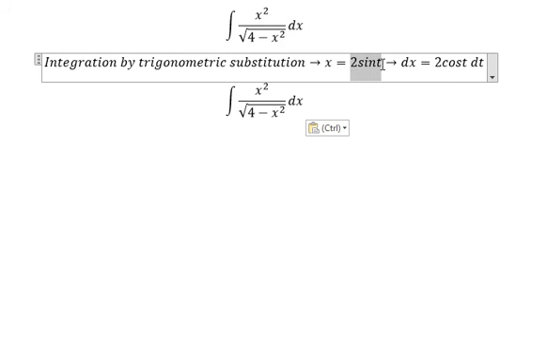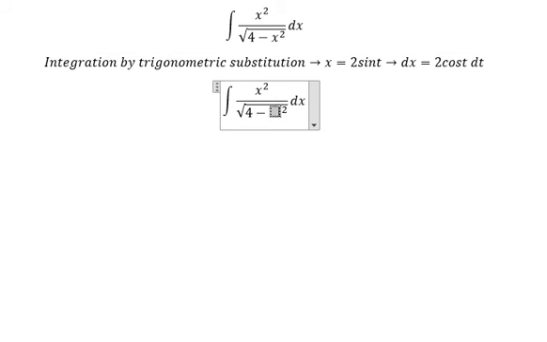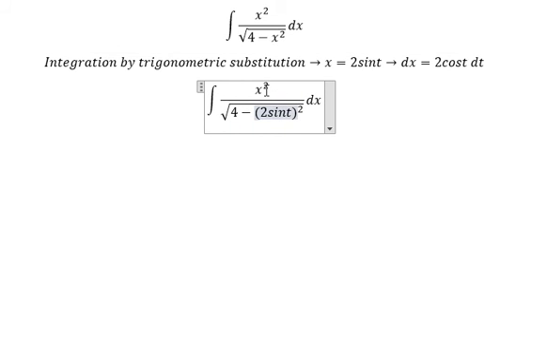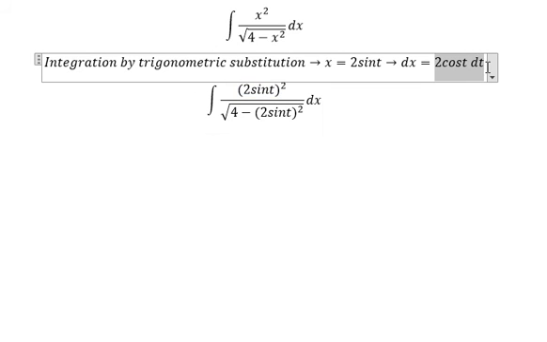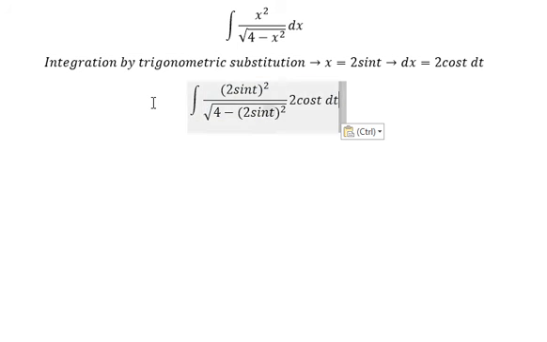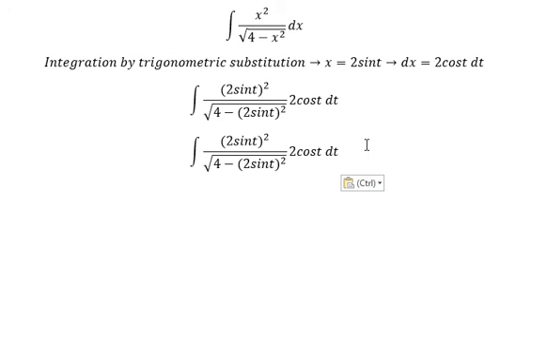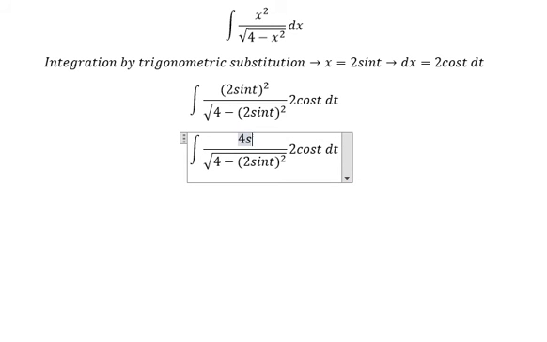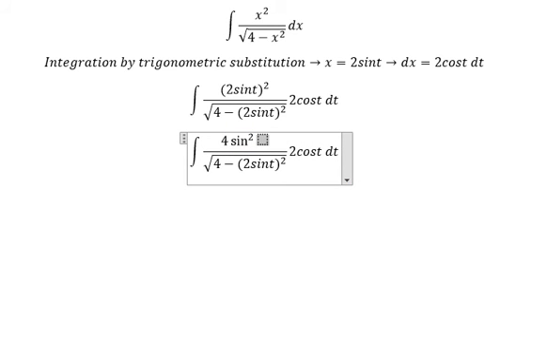So we put this one in here, and this one in here. ds we change for 2 cosine t dt, and this one we got 4 sine t square. Similar for this one.